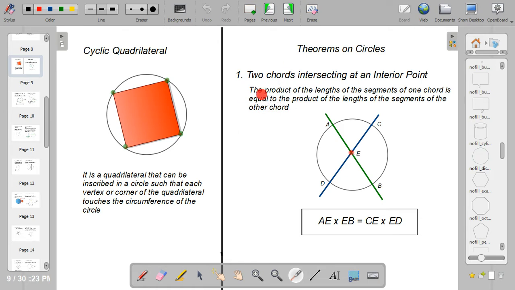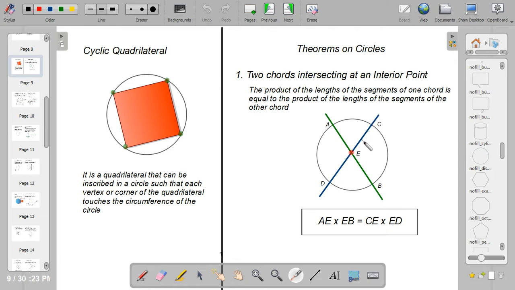So it says here that the product of the lengths of the segments of one chord is equal to the product of the lengths of the segments of the other chord. So we have chord blue, which is CD, and then we have the chord AB, and they intersect at point E. Ang sabi dito, yung product daw ng lengths ng segments ng isang chord.